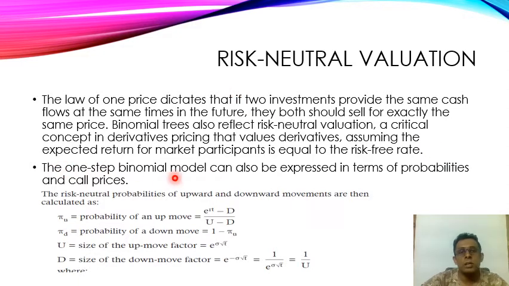The one-step binomial model can be expressed in terms of probabilities and call prices. The probability is calculated by this formula: e raised to rT minus d divided by u minus d. The probability of the downstate is obviously 1 minus the probability of the upstate. The size of the up move, u, is calculated by e raised to sigma into root T, where sigma is the volatility and root T is the length of the time in which the binomial tree operates. And d is 1 by u. So these are the factors that we need to consider when valuing under risk neutral valuation. With an example, we'll see how it goes on.